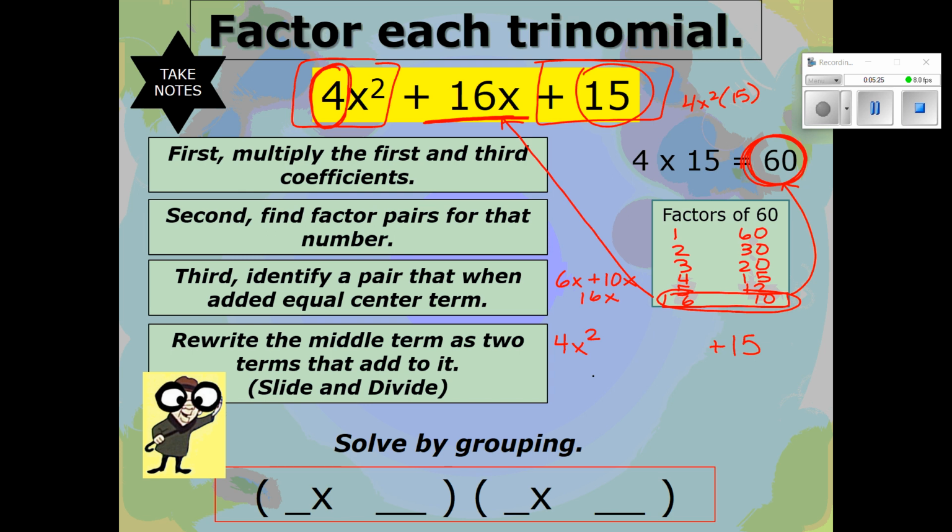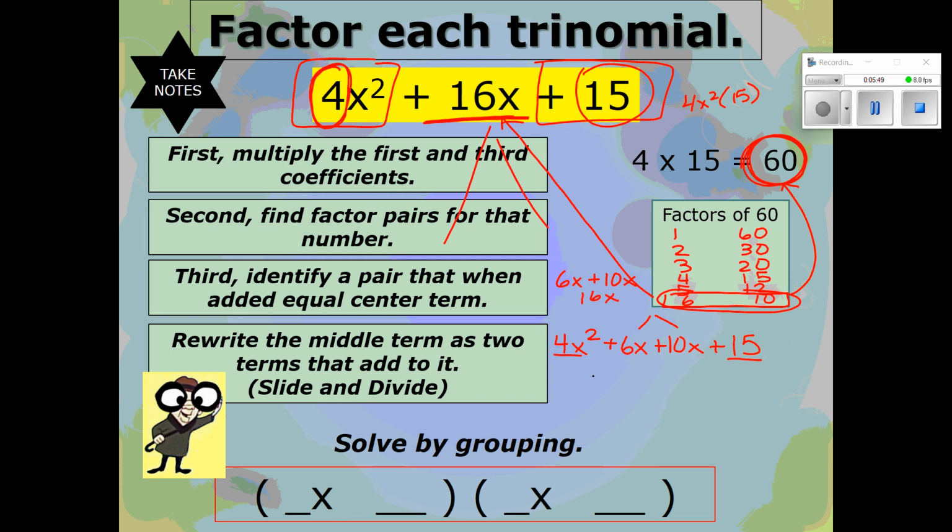So now we're going to divide this term into two parts, and we're going to put them here in the center. And you can decide which one you want to write first. You can either write the 6x first or the 10x first. Let's just write the 6x first. So I slid the first term down, slid the second term down, and I divided the 16x into two terms.